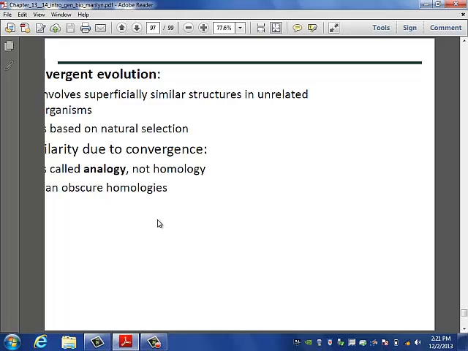So looking at superficial structures of unrelated organisms, somehow relate them. Looking at analogies, not homologies, can also be a way to categorize some of these different organisms.